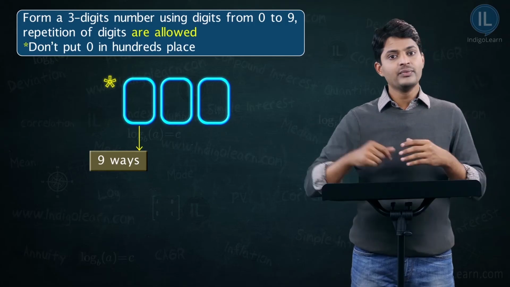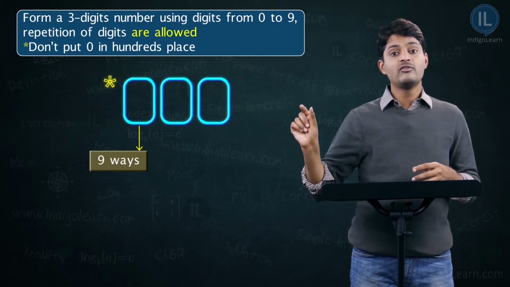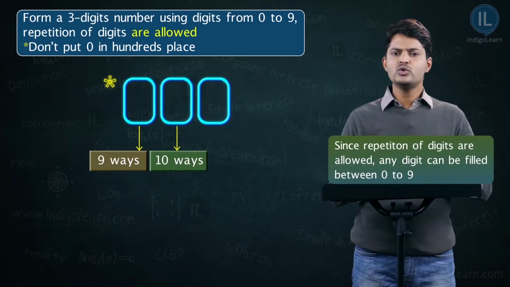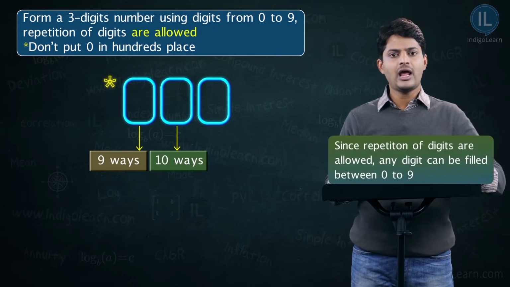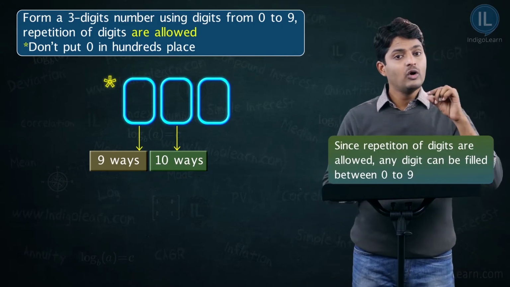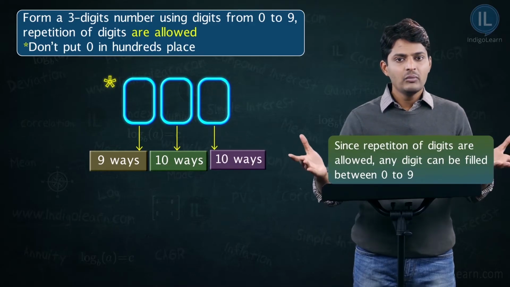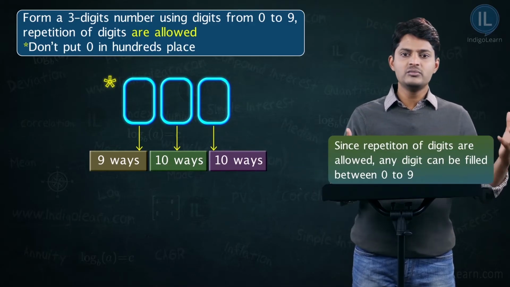Or in other words, hundreds position can be filled in 9 ways, whereas tens position can be filled in 10 ways, because you can choose to repeat the number along with 0 also. Now coming to the units position. How many ways can you fill the units position? This will also be 10, because you can choose to use any number from 0 to 9.